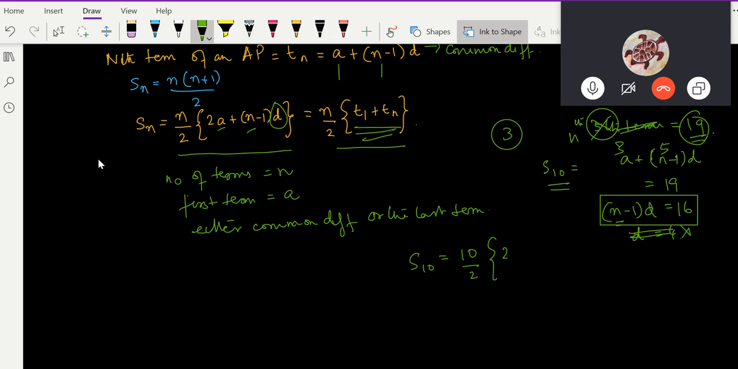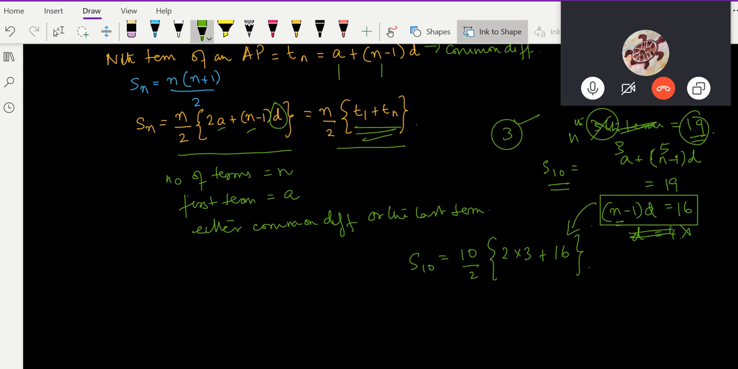3 is the first term, plus n minus 1 into d. Understood? Clear? So this is a very tricky way of giving you a problem on AP. This is the most trickiest way.